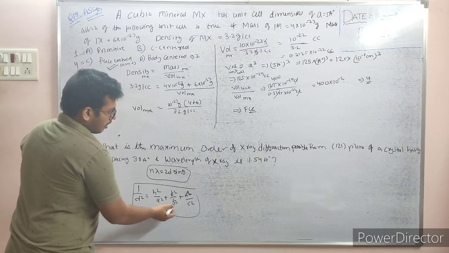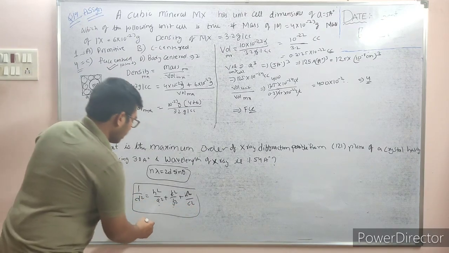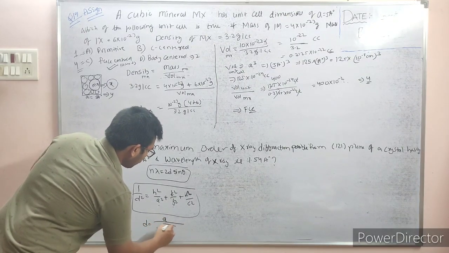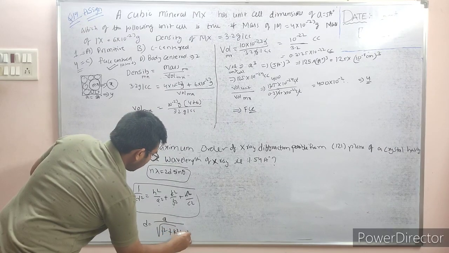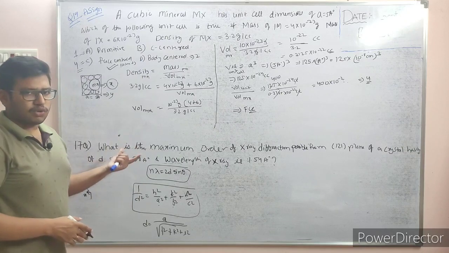You can put a in place of b, and a in place of c, and the formula will become d is equal to a upon root of h square plus k square plus l square. So these are actually two formulas. Now we will see what they ask in the question.